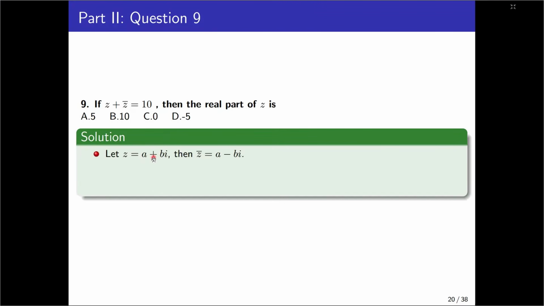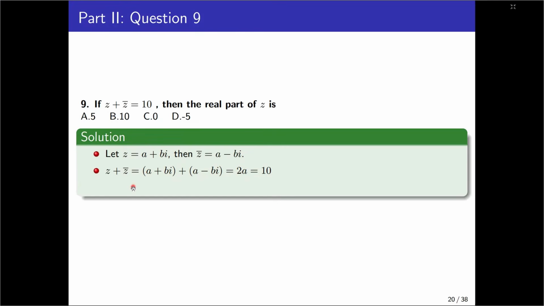So we can start by letting z be, in standard form, a plus bi. Then its complex conjugate z bar is a minus bi. Then z plus z bar is a plus bi, because we are letting z be a plus bi, plus z bar, which is a minus bi, which is equal to 2a, which is equal to 10. That means bi plus minus bi is 0, and we have a plus a, which is 2a, and the equivalent is 10, so that 2a is equal to 10.